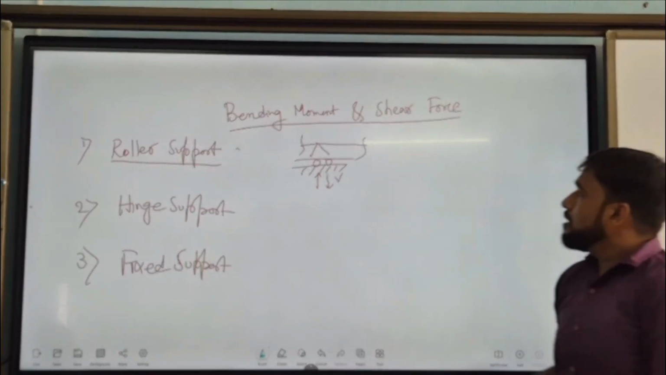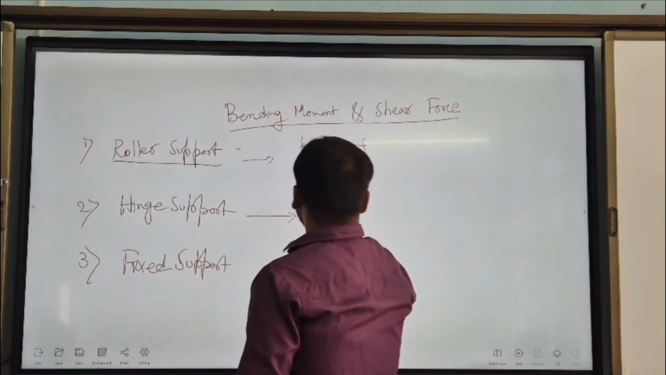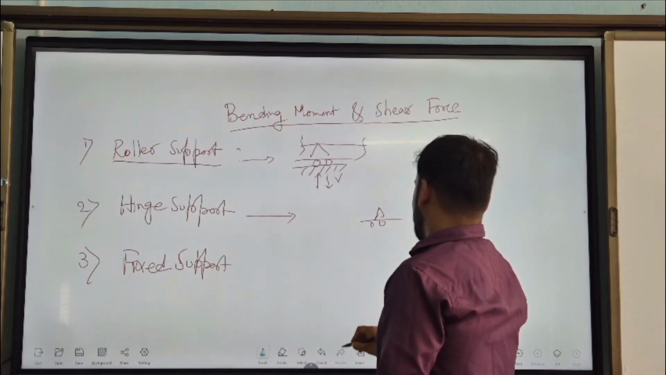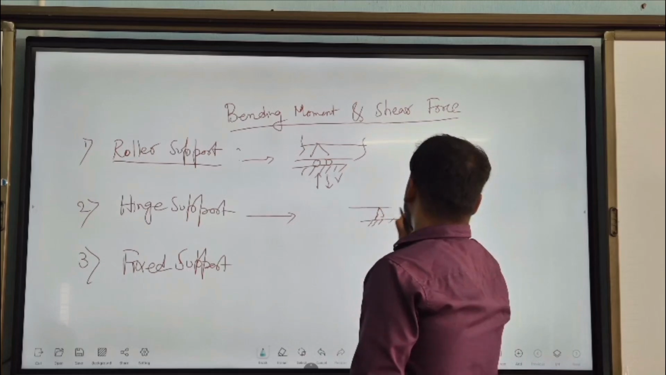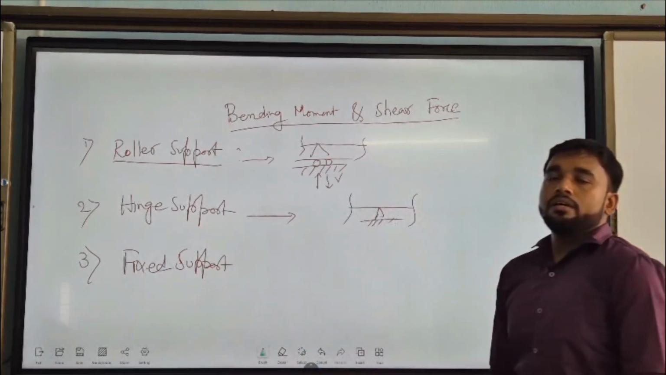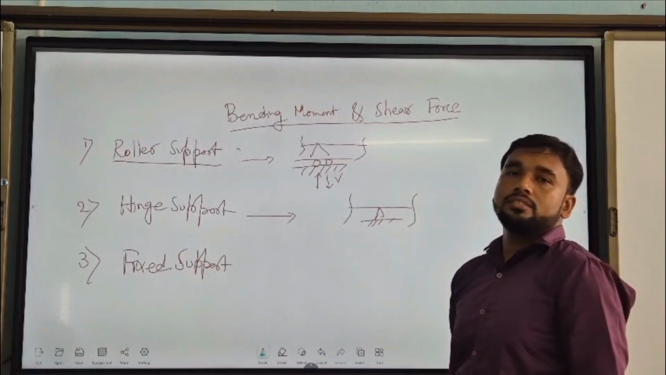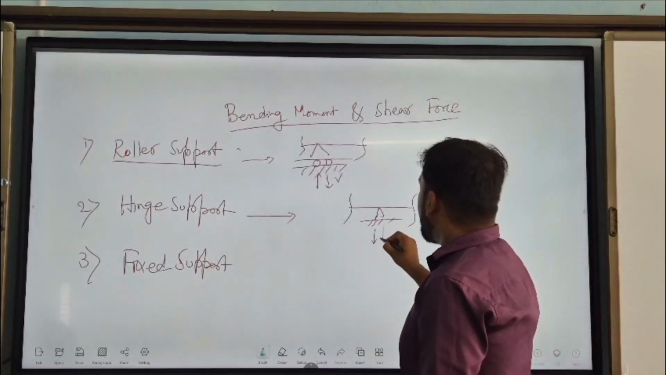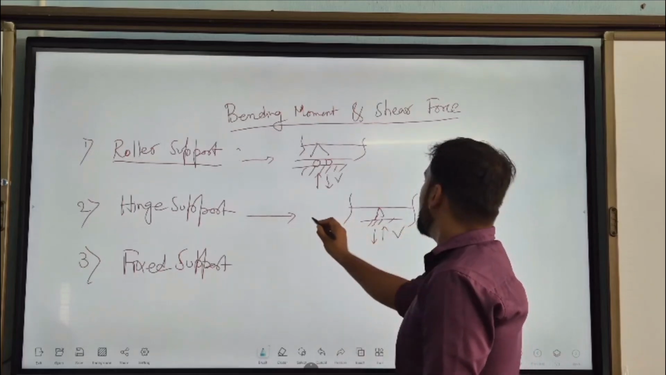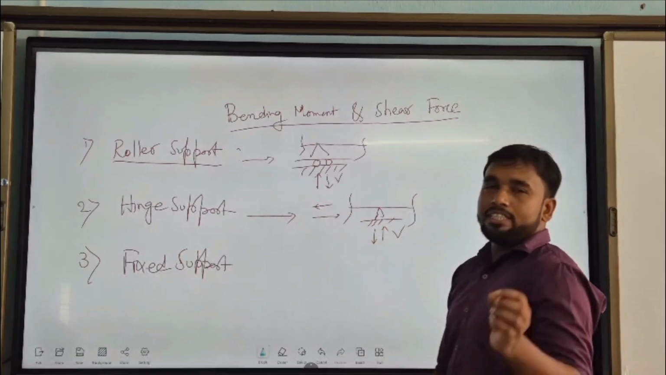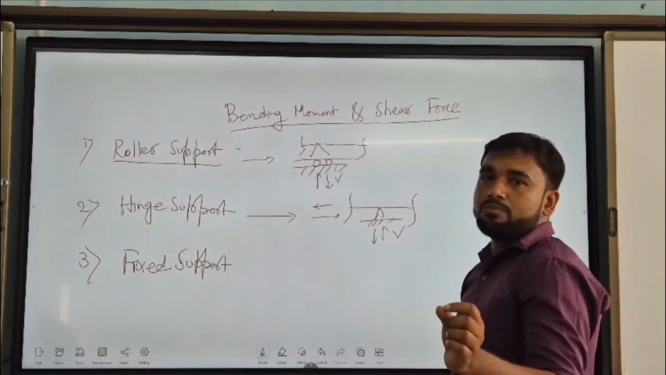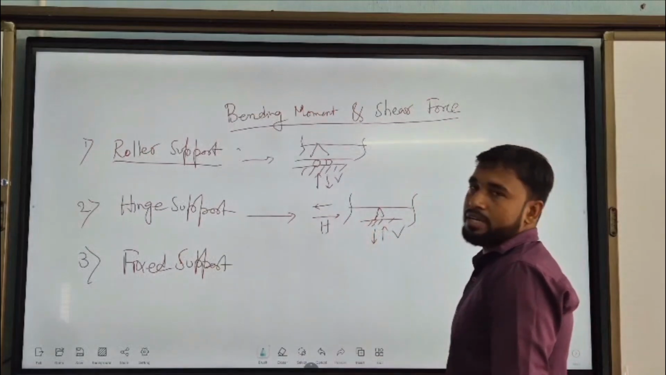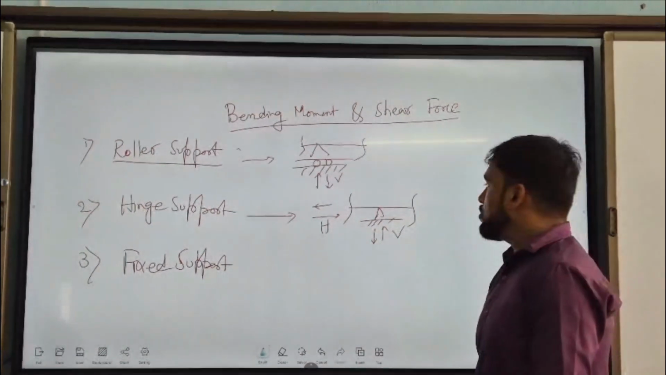Okay. And then come to hinge support. The hinge support looks like this. The hinge support is one which resists against the vertical direction as well as the horizontal direction. That means two reactions come, a vertical reaction as well as a horizontal reaction. That means small displacement along the horizontal direction is equal to 0, as well as small displacement along the vertical direction is also 0.